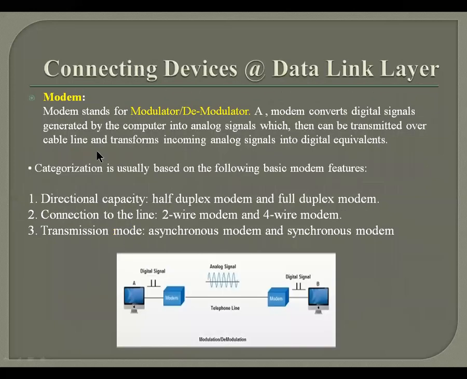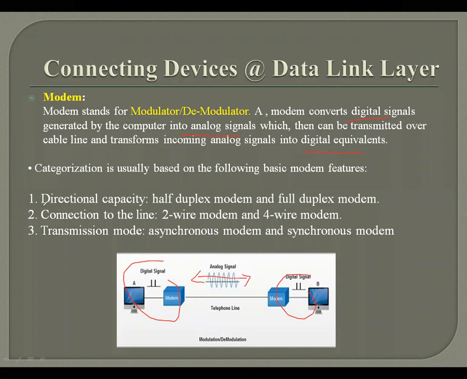And then there is another device called the modem. The modem, we know, stands for modulation and demodulation. The modem converts the digital signal generated by the computer into analog signals, which can then be transmitted over the cable lines, and transforms incoming analog signals into the digital equivalent. So if we have this side and this side, here the vice versa modulation and demodulation is going to happen over the line.